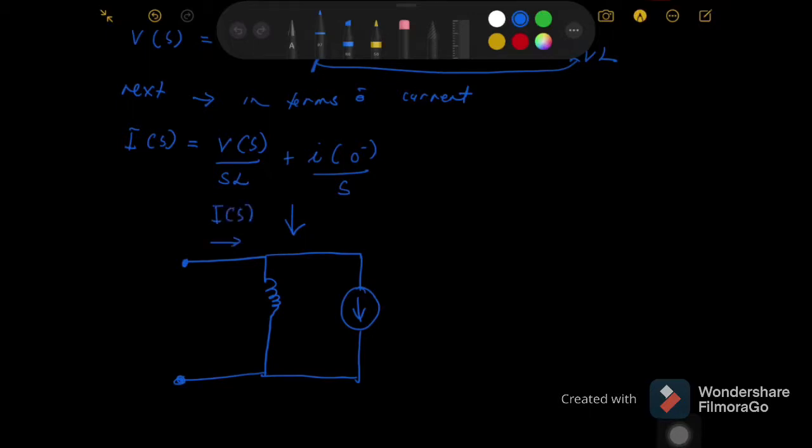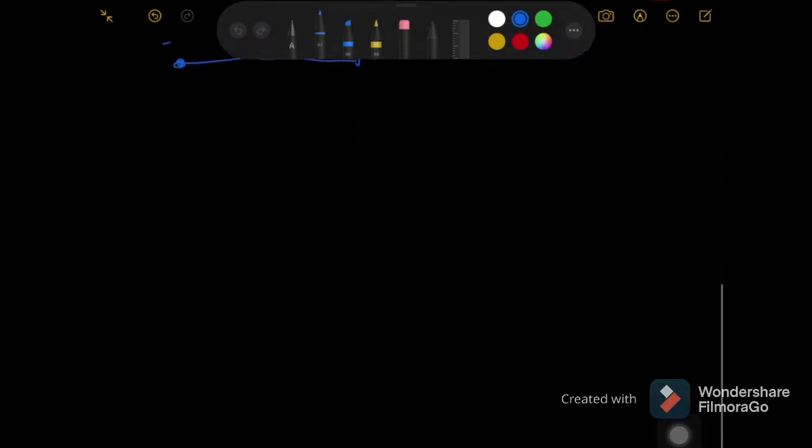Okay, the current is going this way, and after that we will have the current of I0 naught over S, and also the inductance of SL. I just want to remind all of you that basically if we want to find the current, the circuit will be in parallel form, while if you want to find the voltage, the circuit will be in a series form. Alright, that's done for the inductor.